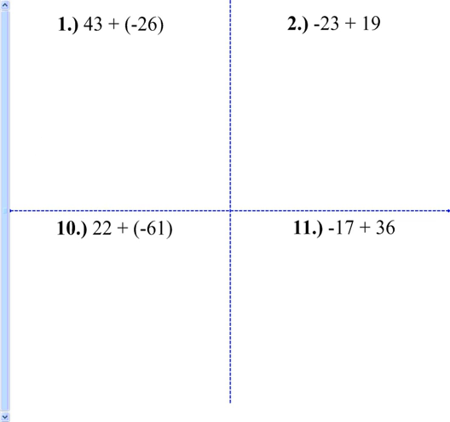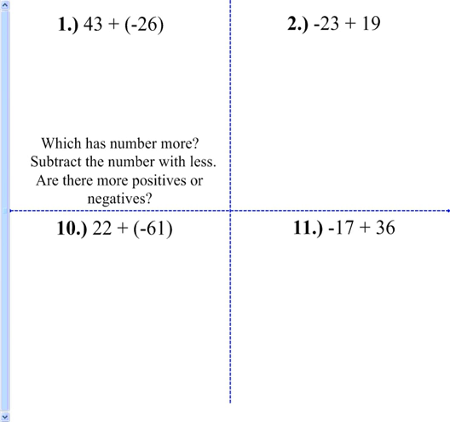Really, there are three basic questions that you need to ask yourself when you're solving these kinds of problems. First of all, which number has more? In the case of the first one, positive 43 plus negative 26. Are there more positives or more negatives? Which one has more? There are more positives. So we'll begin with that number.